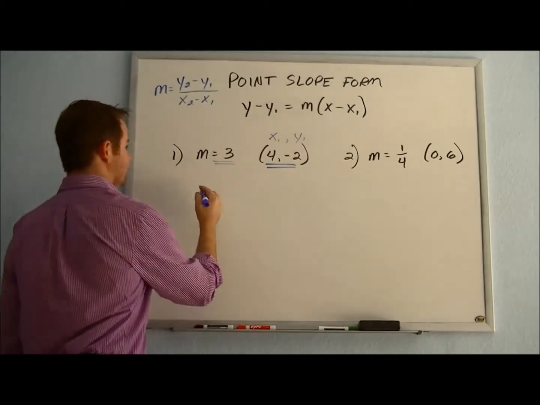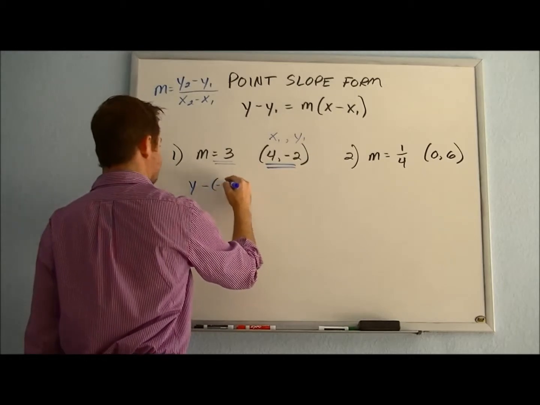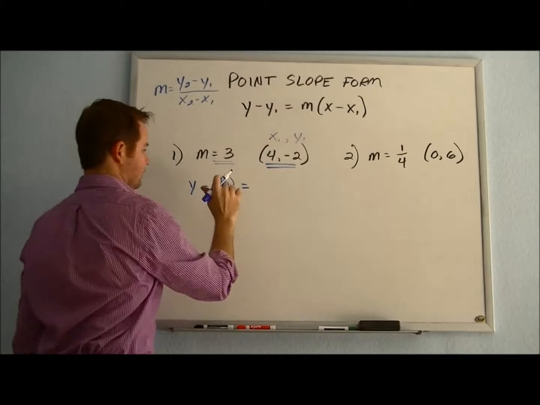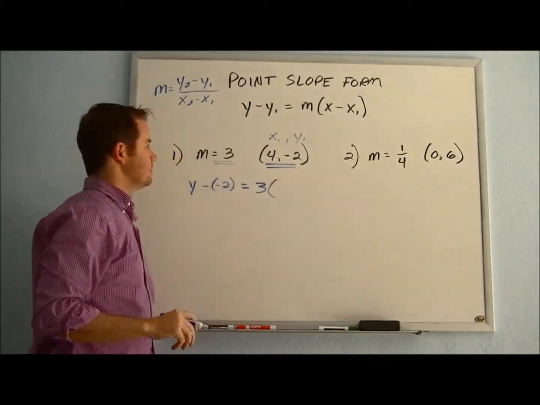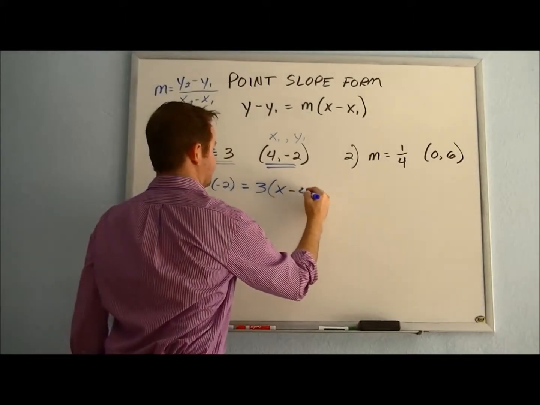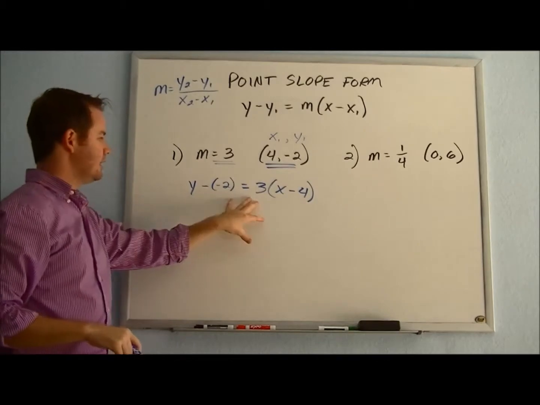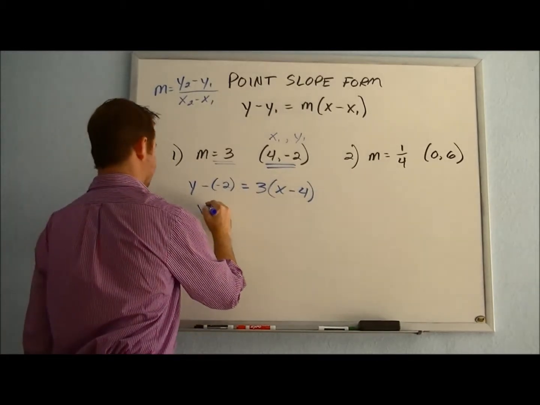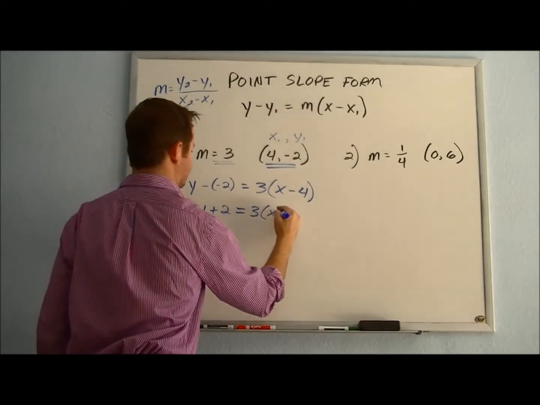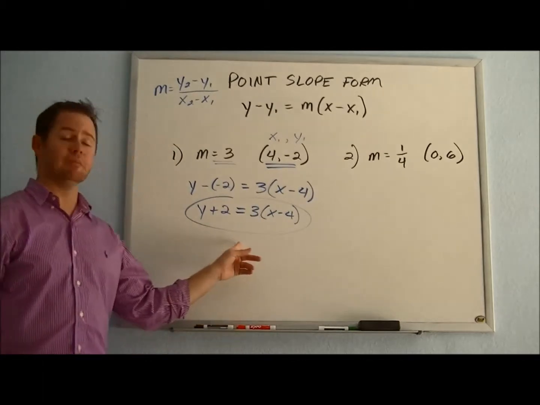So here, we would have y minus y1 is negative 2, so it's minus a negative 2, equals m, which is our slope of 3, times x minus x1, x minus 4, which is our value for x1. And then to tidy it up a little bit, we would have y plus 2 equals 3 times x minus 4. And that would be point-slope form.